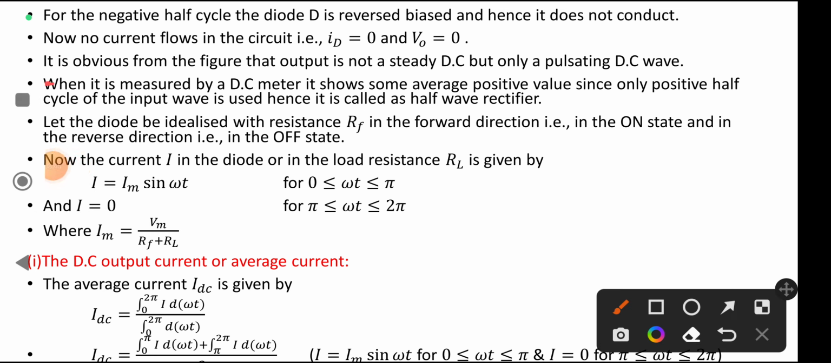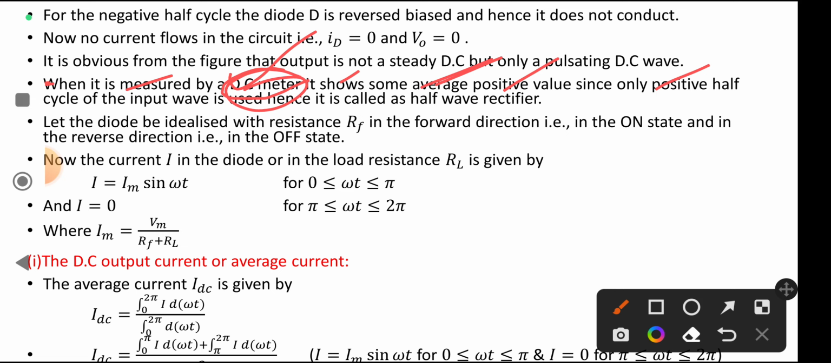When it is measured by a DC meter, it shows some average positive value since only the positive half cycle of the input wave is used, hence it is called a half wave rectifier. Why has its name come as half wave rectifier? Only the positive half cycle it uses. That is why it is a half wave rectifier. It contains one diode. And if you measure this output pulsating DC with a DC meter, then it shows an average value, not an exact value.